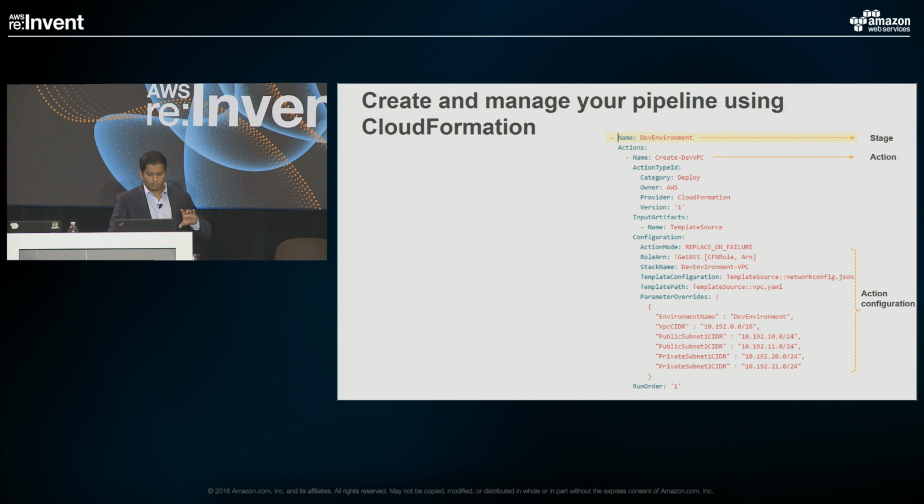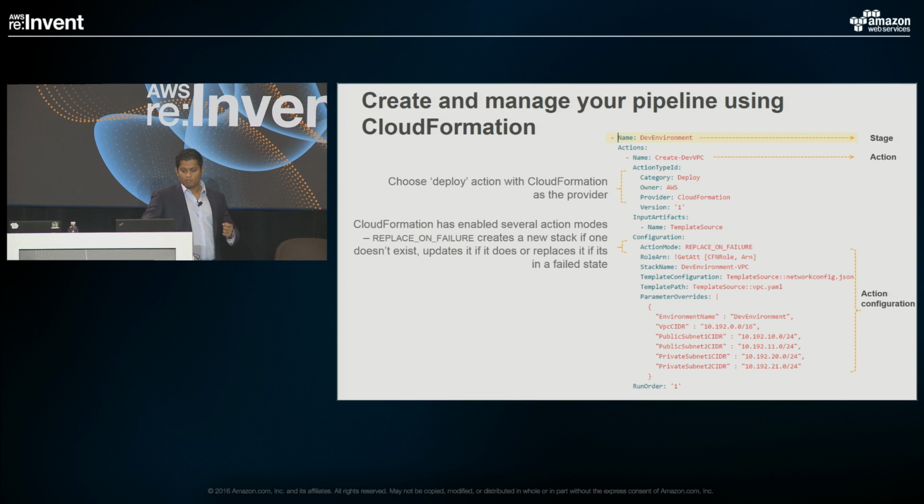And then you have a number of properties there that describe the action configuration itself. In CodePipeline, you choose the deploy action and CloudFormation as a provider. We've enabled several action modes. Replace on failure is the action mode I've picked here. It's pretty versatile. It creates a stack if one doesn't exist. It updates it if it does, or if it's in a failed state, it just replaces it.